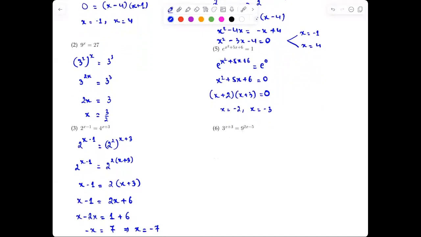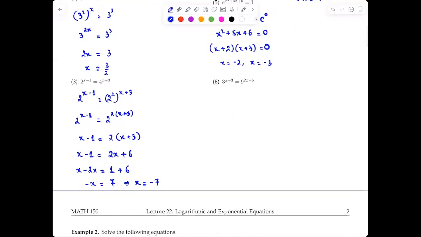Now number 6. Okay. Am I moving too fast? Good pace. So number 6, you rewrite 9 as 3 squared. You get 3 to the x plus 3 equal to 3 squared to the power 2x minus 5. The right-hand side is equal to 3 to the power 2 times 2x minus 5.